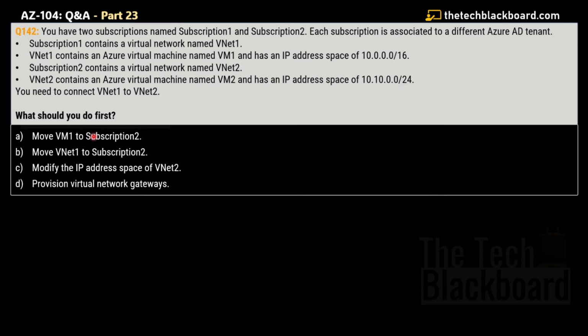Should you move VM1 to subscription 2, or should you move VNet 1 to subscription 2? And the third option is modify the IP address space of VNet 2, and lastly provision virtual network gateways.